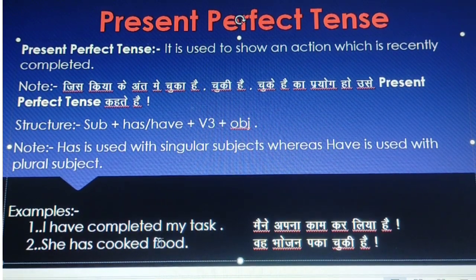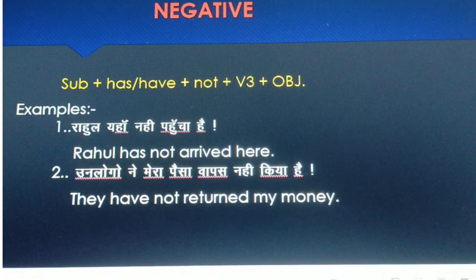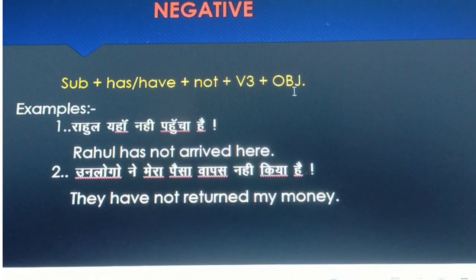Now let's do the structure for negative tense. That means if the sentence is in negative mode, then how to change it. First you have to use the subject, then auxiliary verb has or have, then just after auxiliary verb you have to use the negative word, that is not, and the verb will be in the third form, verb third, then you have to use the object.